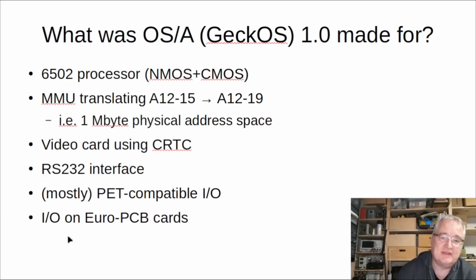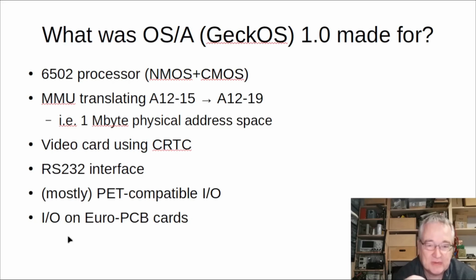So what were the specifics that this GeckOS operating system 1.0 was made for? It was a 6502 processor. I could use NMOS or CMOS. I had an MMU, memory management unit. I'll talk about it in more detail on the next slide. But it was translating the upper 4 address bits of the CPU into 8 address bits. So it extends the 64K of address space of the 6502 to a 1 megabyte physical address space.